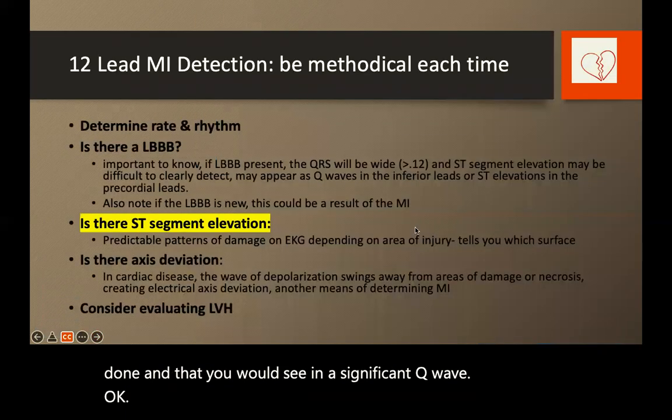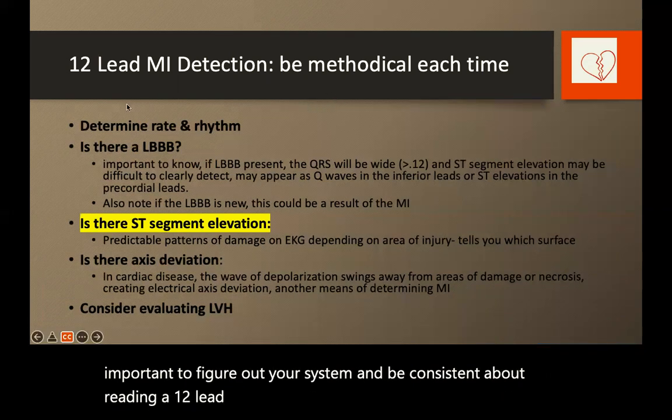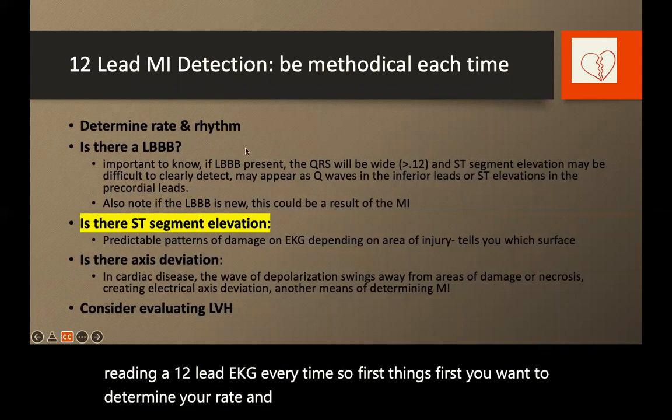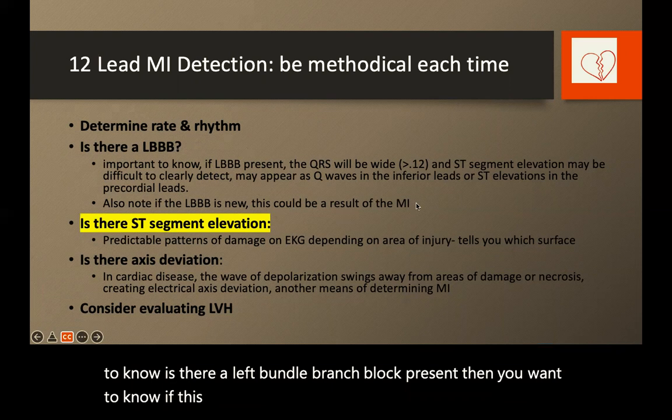Okay, so 12 lead MI detection. Be methodical each time. It's super important to figure out your system and be consistent about reading a 12 lead EKG every time. So first things first, you want to determine your rate and rhythm on your EKG strip. Then you want to know, is there a left bundle branch block present? Then you want to know, is this new or is this a result of an MI? Is there ST segment elevation?